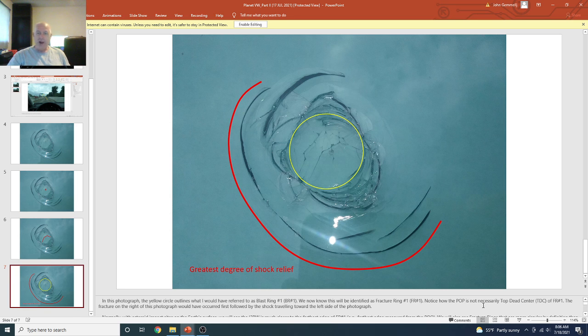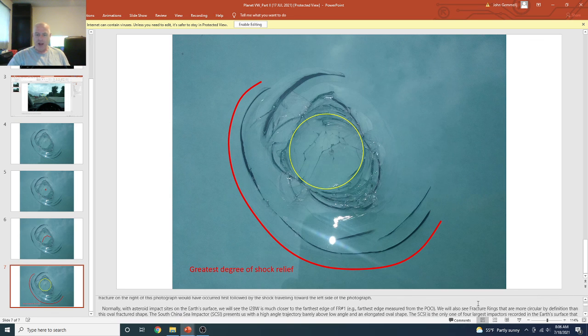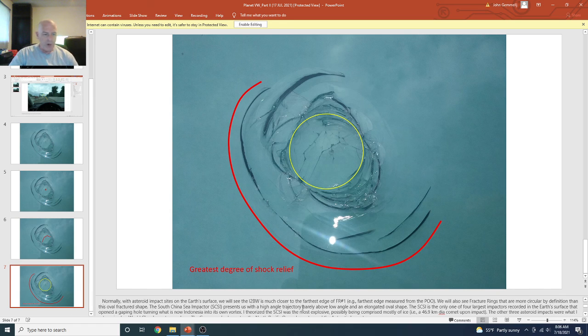Now, here's what I associated that particular behavior with. Normally, with asteroid impact sites on the Earth's surface, we will see the I2BW is much closer to the farthest edge of FR number 1. Farthest edge, this is the farthest edge. How is it farthest? It's farthest from the direction of flight. Okay, so that's where it goes. All right. For example, farthest edge measured from the POO, or the point of origin.